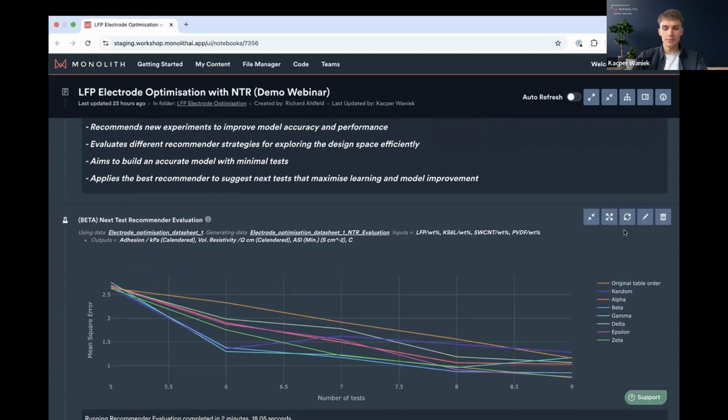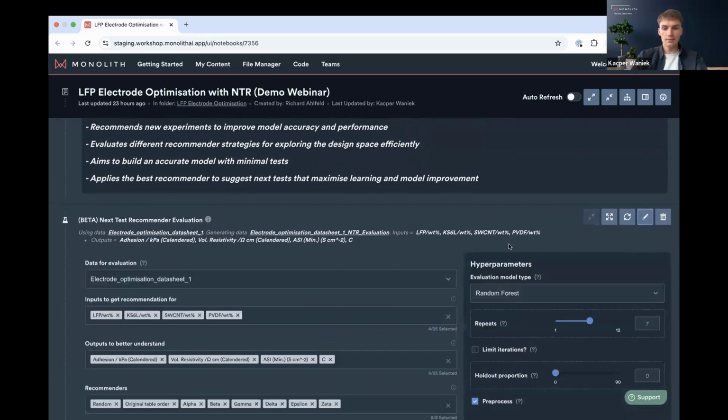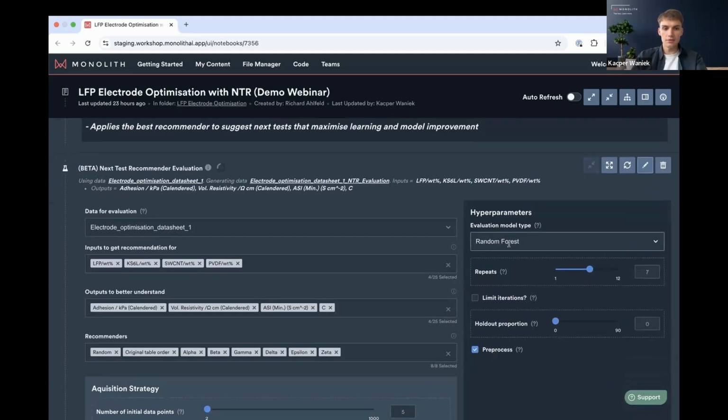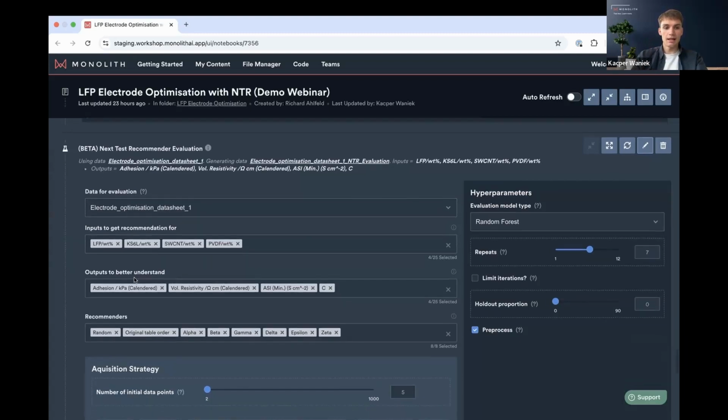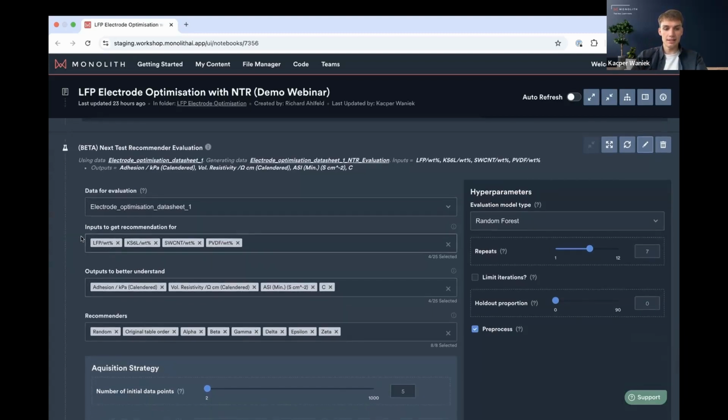Yeah, absolutely, no problem at all. I think it will help if I open up this step here and show what the next test recommender evaluation looks like. Of course, we use this to evaluate the different recommenders. You can see that I start off by picking out the data that I have just been using to train my model. I will start by selecting the input features and then the target outputs we're interested in optimizing, and these are usually the ones used in our initial model.